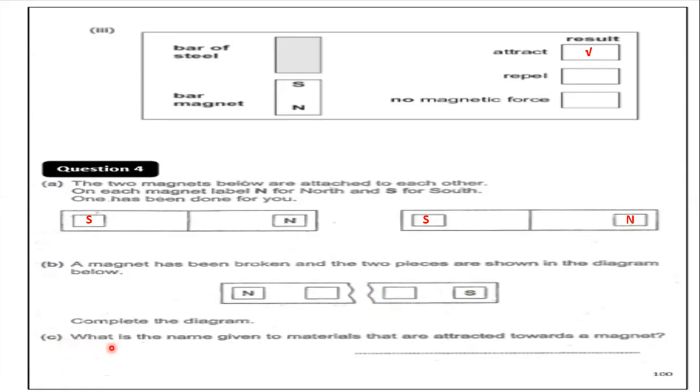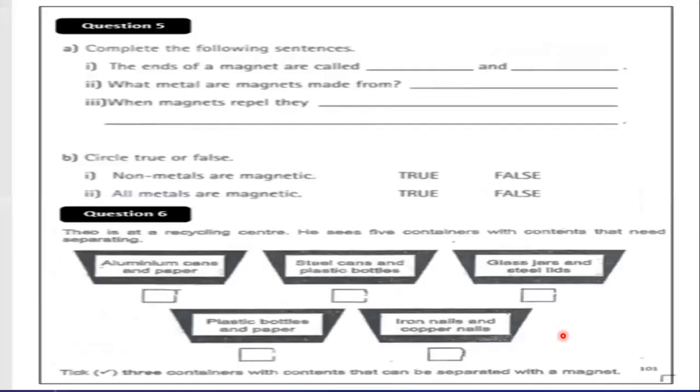Now, C says, what is the name given to materials that are attracted towards a magnet? Of course, we know it's called the magnetic materials. Question number 5 says, complete the following sentences. The ends of a magnet are called, of course, we know that they are called the south pole and the north pole. Next, what metal are magnets made from? We know that they could be made of several types of metals, which are, let's remember, iron, cobalt, nickel, and steel.